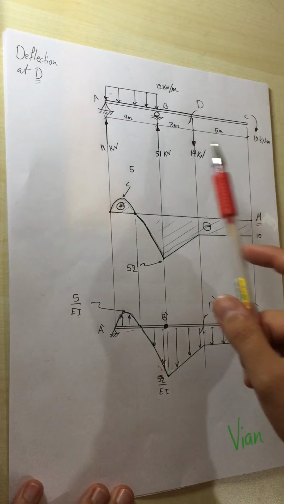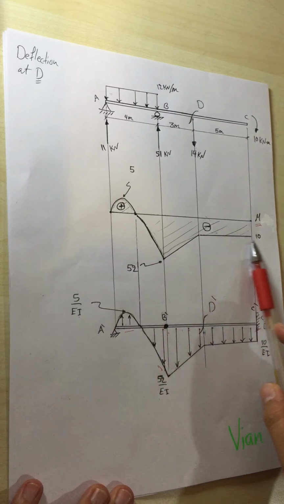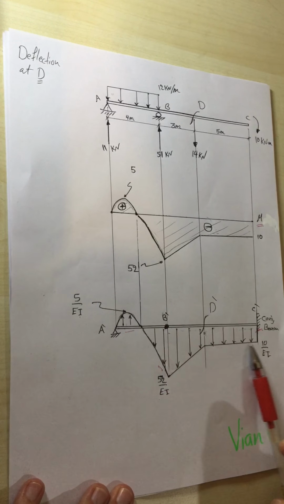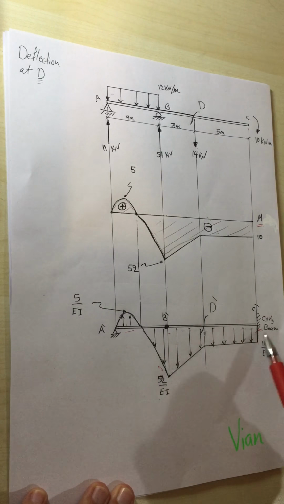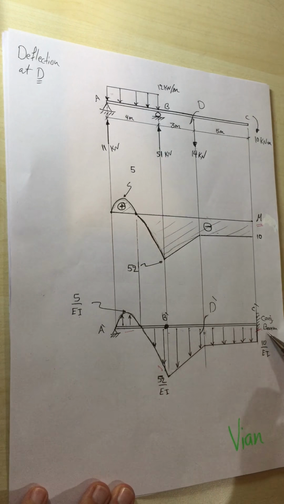So I start by finding the reaction for these two supports and draw the moment diagram, then transfer this moment diagram into a distributed load on a conjugate beam. And how can I draw the conjugate beam? I already explained it, and I'll do it again, no problem.